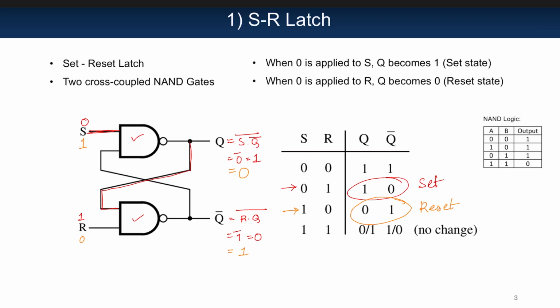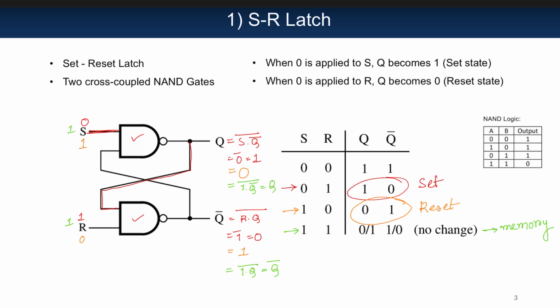Now let's see what happens when both of the inputs are given 1. When both of the inputs are 1, this logic follows as Q becomes Q and Q bar becomes Q bar, which means that this state holds the previous state and works like a memory element. And this only happens when Q and Q bar are complemented.